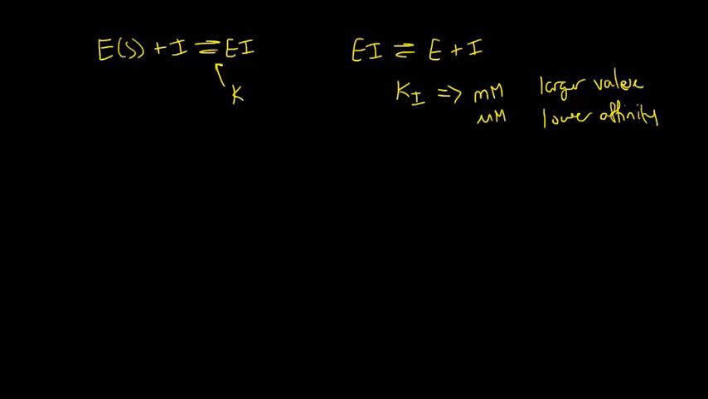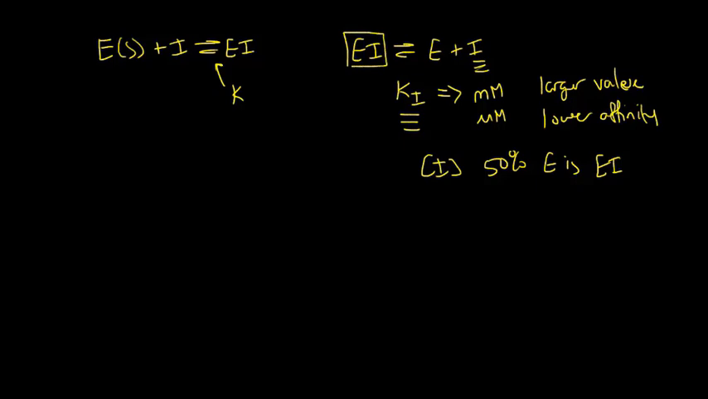Okay, so just like Km, this value, this concentration, is the concentration of an inhibitor when 50% of the enzyme is EI, right? So it's the concentration of an inhibitor when 50% of the total enzyme is present in the form of the enzyme inhibitor complex.